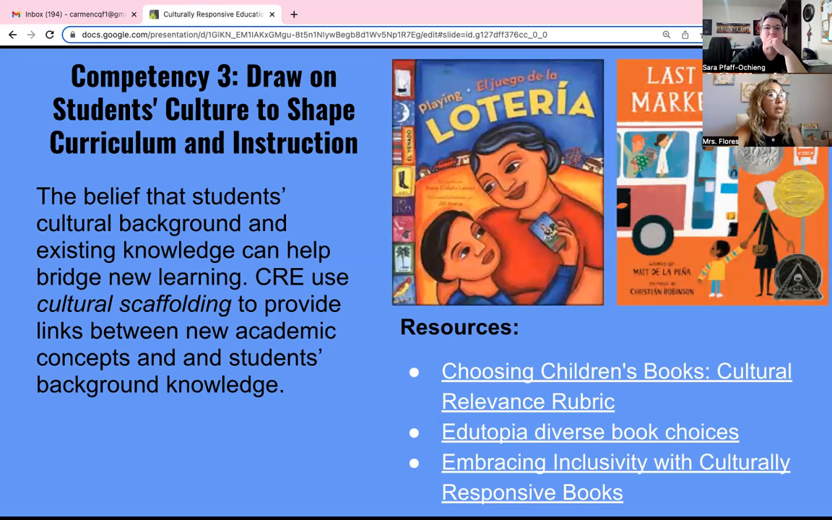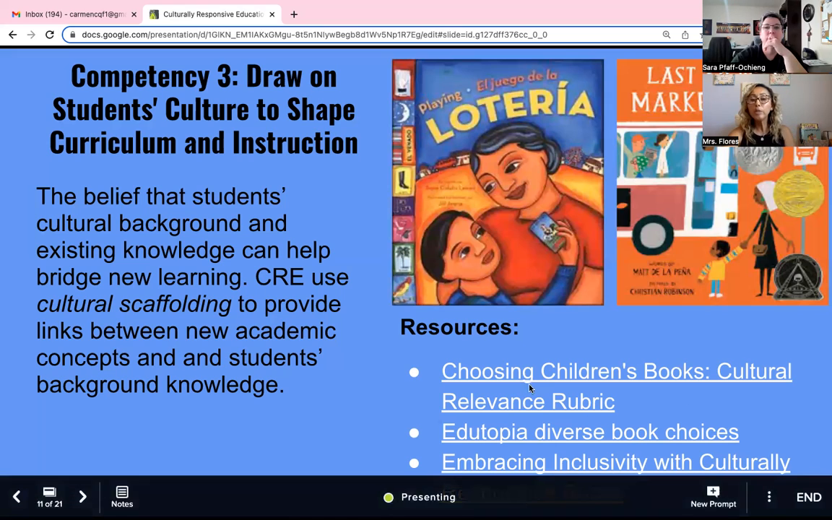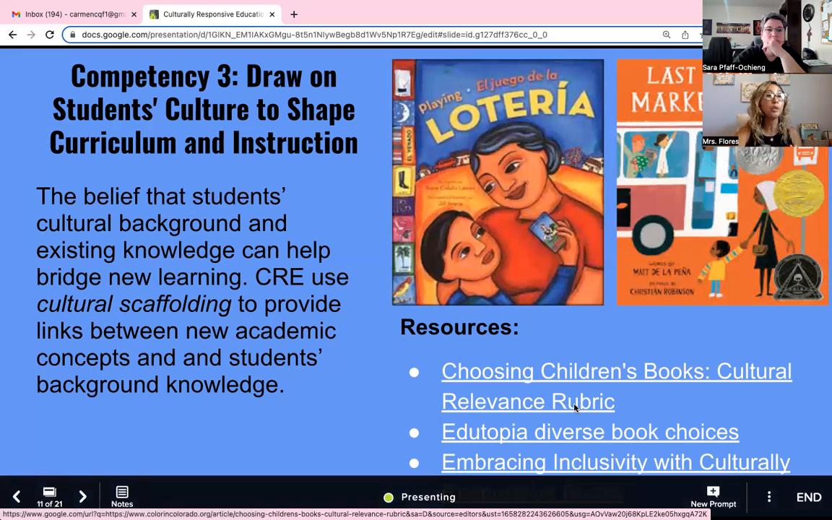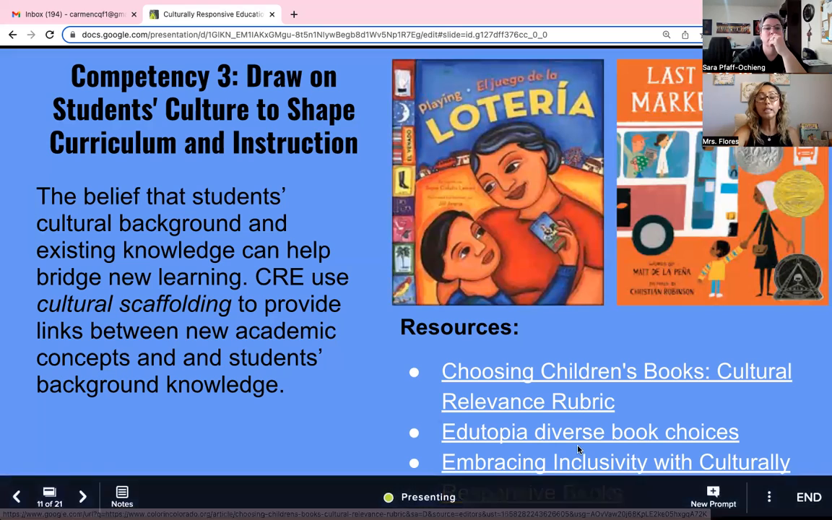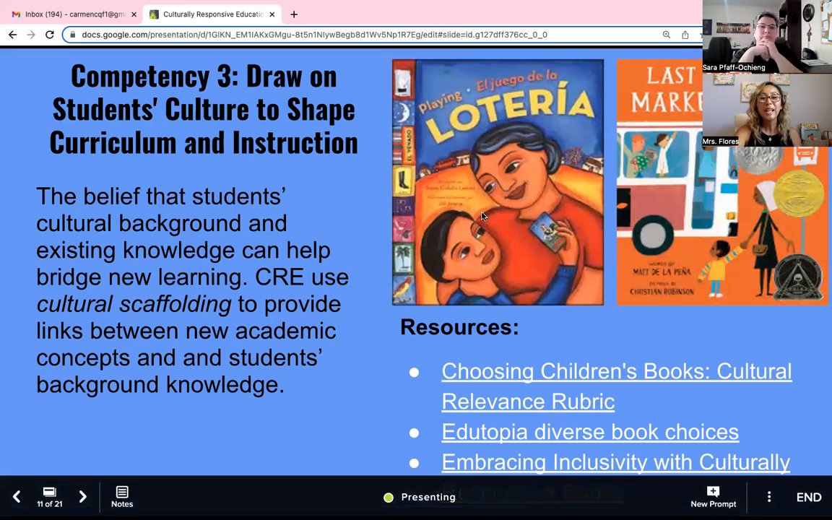On here, I have included for you a couple of resources to help you build a more culturally responsive library. There are links here to how to use a rubric to help you evaluate whether the book is culturally responsive or not. And there is also a list here of books that have already been categorized in this category. And here are two of my favorites, Playing El Juego de la Lotería and The Last Stop on Market Street. I highly recommend these books.